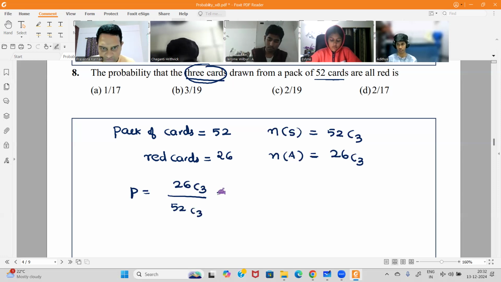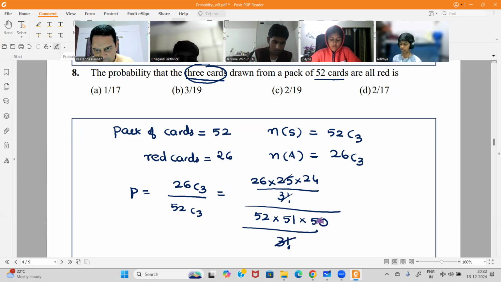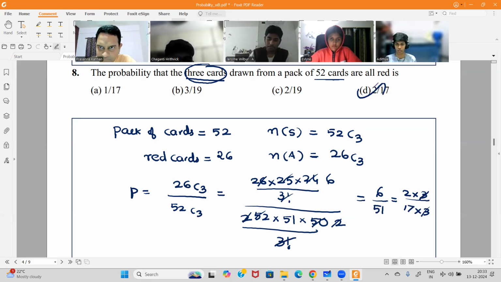We just have to simplify this. That's it. I'm sure you can do the simplification. Three factorial gets cancelled. 25 and 50 you can cancel it 2 times. 26 and 52 you can cancel it 2 times. 24 and 4 you can cancel it 6 times. So you are getting 6 by 51. But 6 you can write it as what? 2 into 3. 51 you can write it as 3 into 17. So answer is 2 by 17. Correct? Yes, sir.